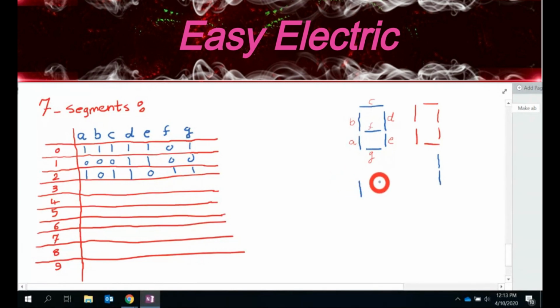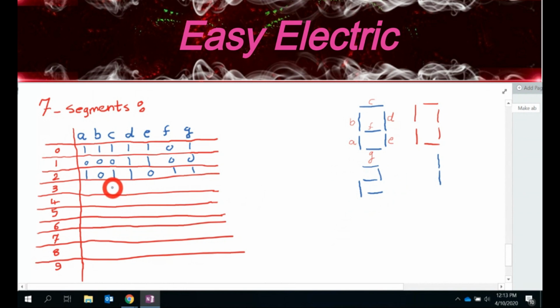So what else we have? C and D. So this is C, this is D, okay? Then you have F, this is F, then you have G, right? So yeah, I made 2, okay? So this is 2. So that's right.